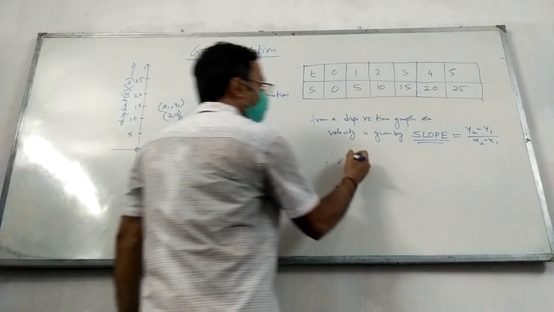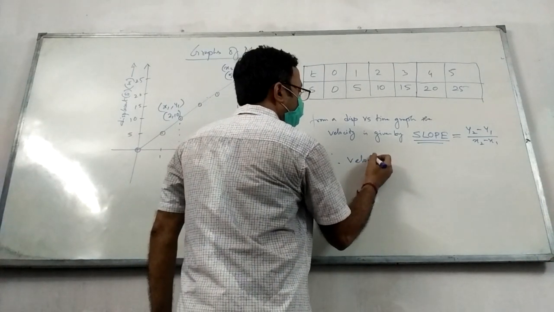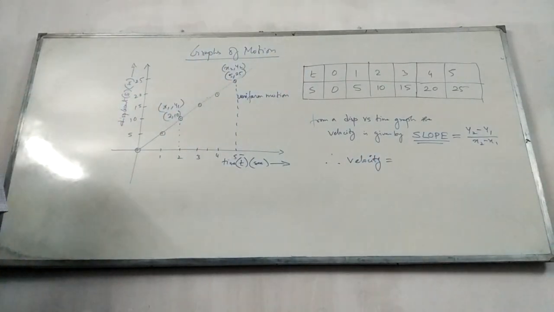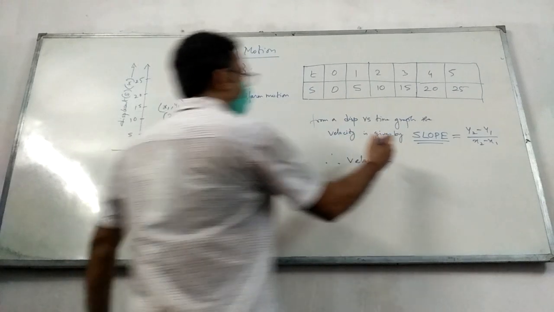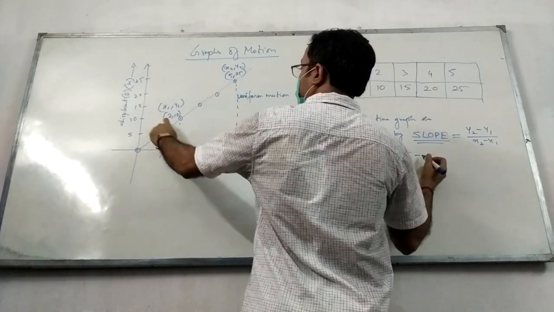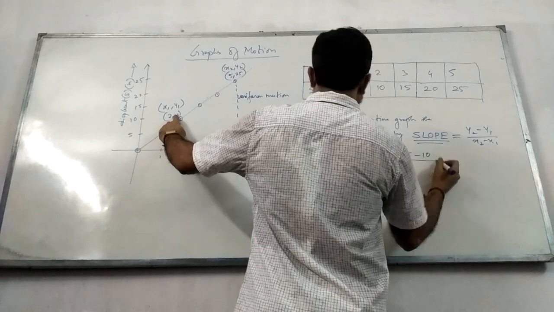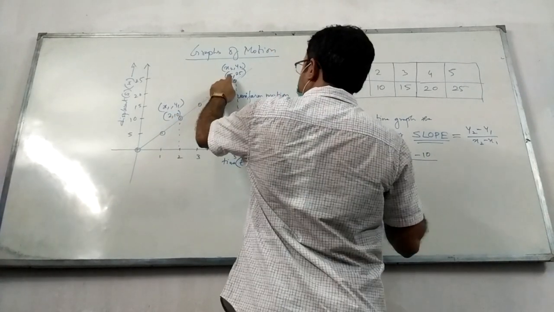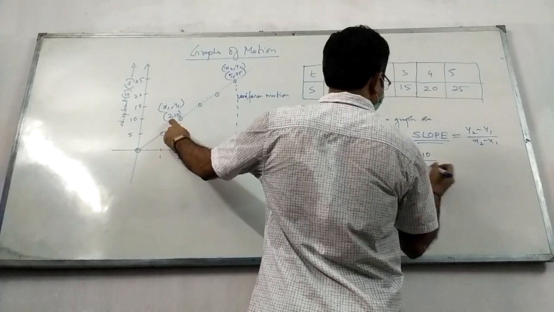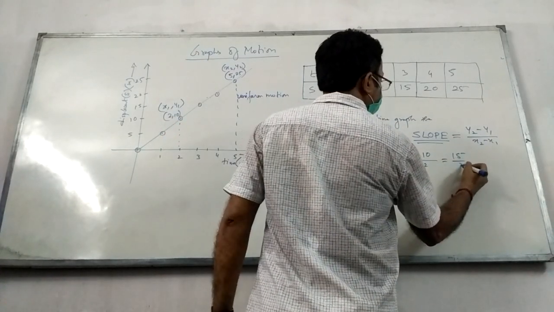Okay, so therefore velocity is equal to y2 minus y1. y2 is 25 minus y1, right. Then x2 minus x1, how much? 5 minus 1 by 6.